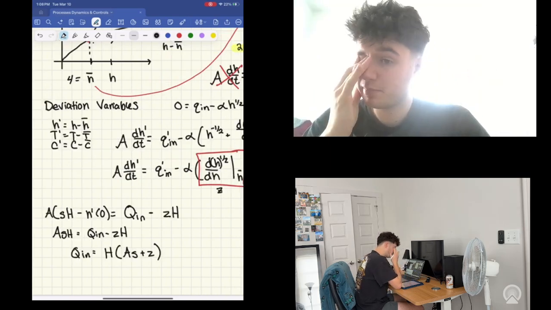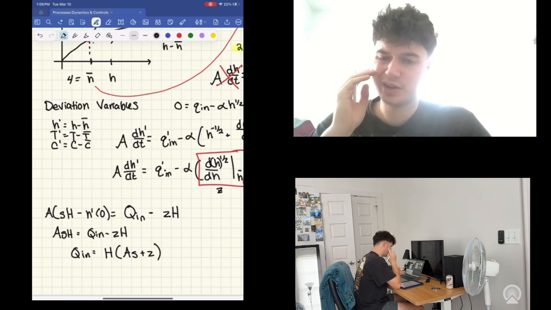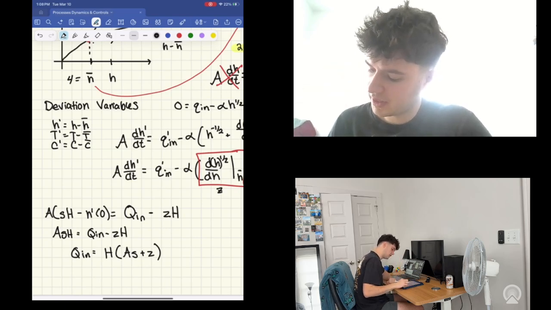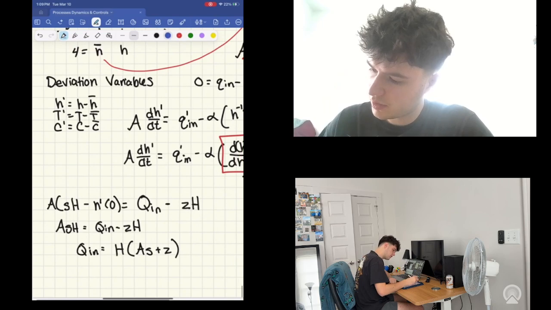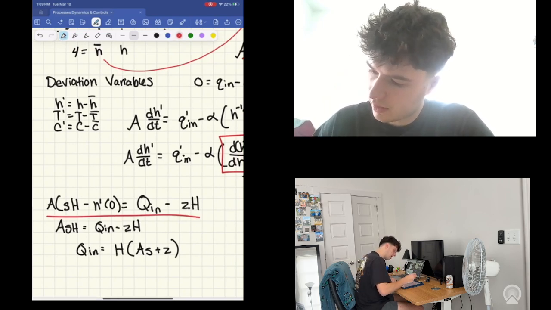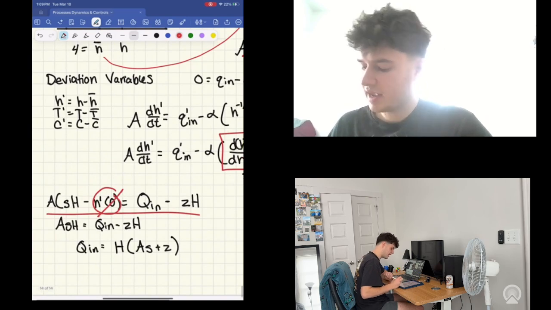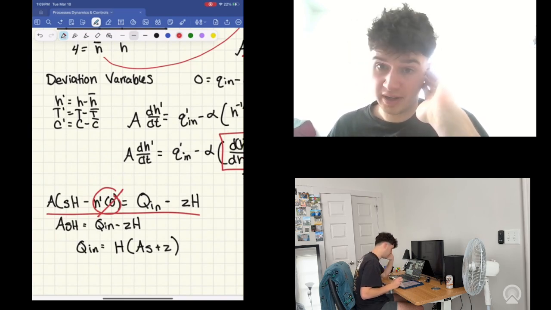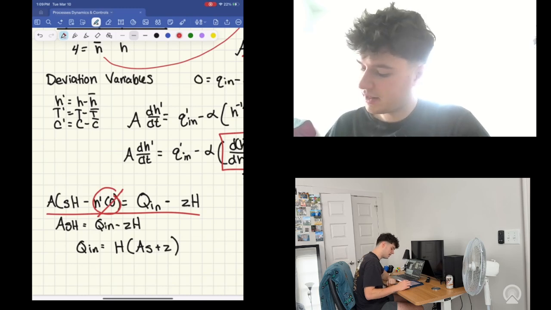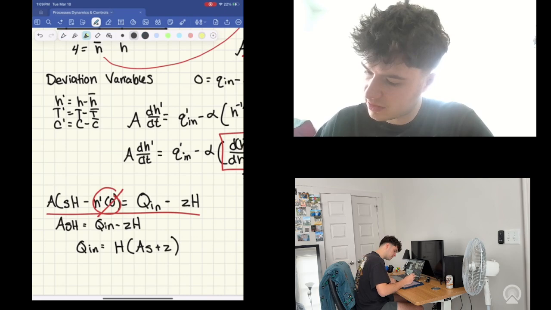And the final step, my recording kind of cut out weird, so I already have it written down, but I'll walk you through what I did. So last you saw, we were right here. Now anything times 0 is going to be 0, so right here we can cancel this out, and we're left with aSH equals Qn minus zH. And then finally, once you isolate Qn on its side and take out the H, you are left with this equation.